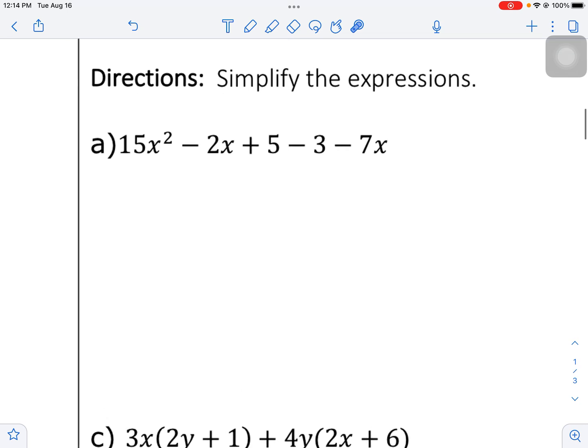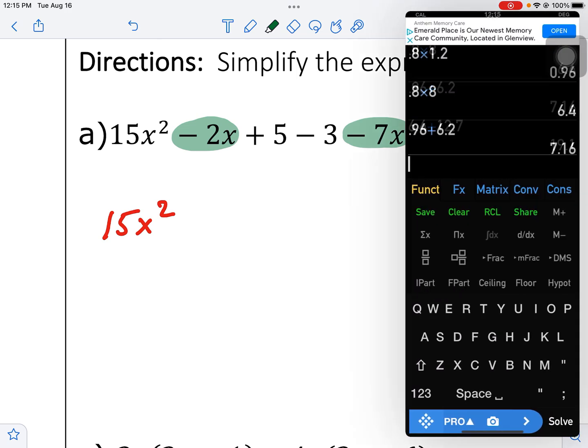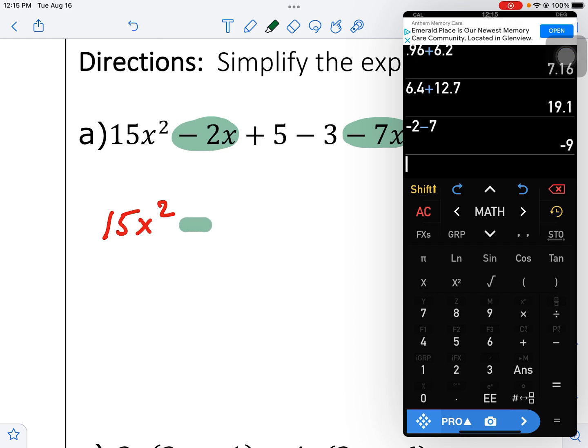So let's try our next one. We're going to find all the things that have the same. So right here I see an x squared. I don't see any other x squareds. So we're just going to bring it down. Then I notice that there are some x's. So this is a minus 2x and a minus 7. So if I use my calculator, we're going to do -2 minus 7 in our calculators, and we get minus 9x.